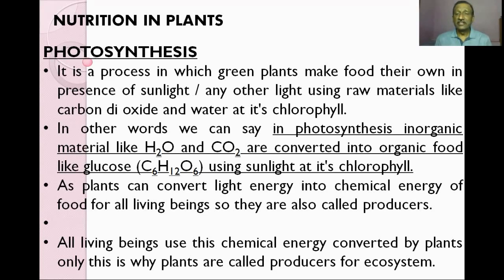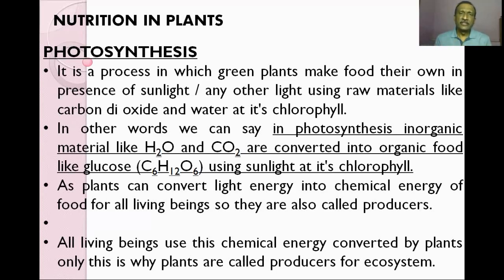That is, as plants can convert light energy into chemical energy of food for all the living beings, that is why they are called producers of the entire ecosystem. All the living beings are depending on the organic substances. All the animals require organic molecules, so proteins, fats, which are recycled by the saprophyte. So these proteins, carbohydrates, fats, DNA, RNA, etc., we cannot make. We can derive one molecule from another molecule, but making of organic molecules is possible only by the plant. No animal has the ability to produce organic molecules from inorganic substances. So ultimately we are depending on plants.